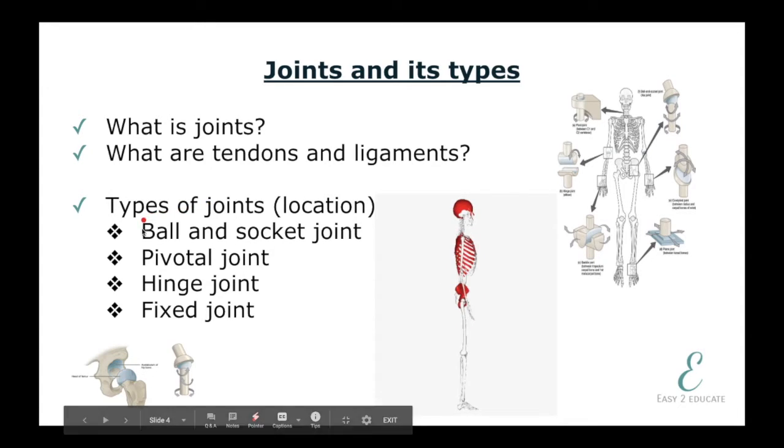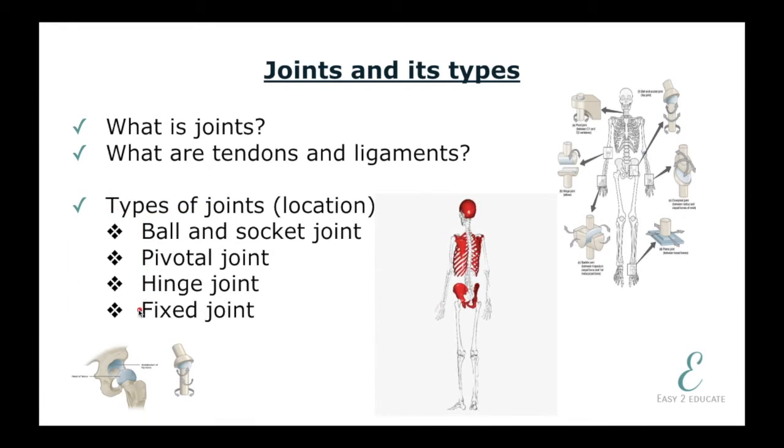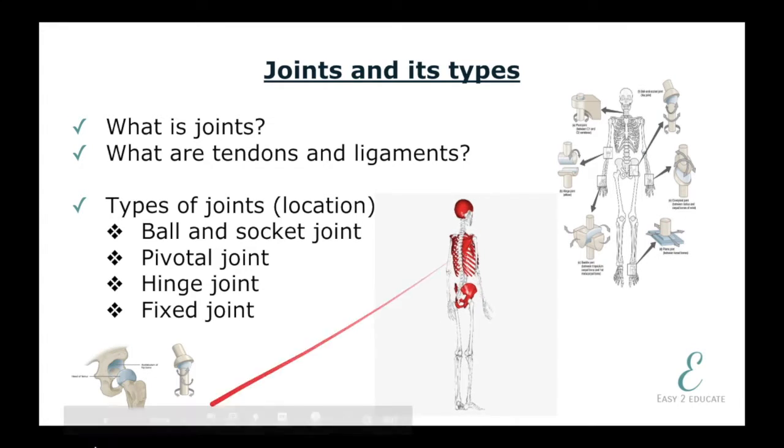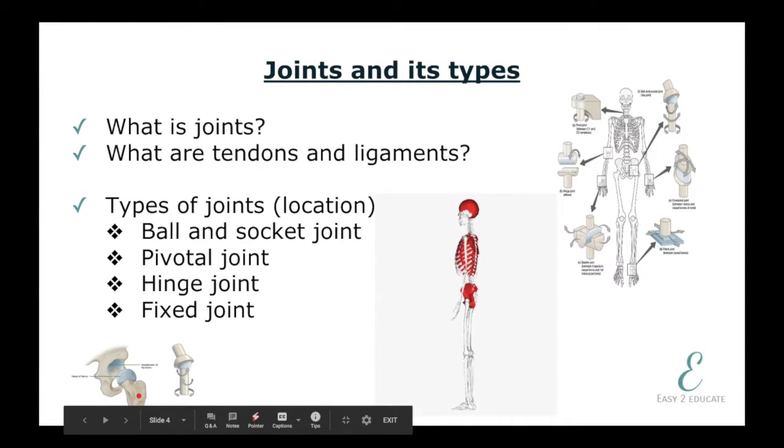What are the four important types of joints which are present in the human body? The first type of joint is the ball and socket joint. This ball and socket joint is located at the top of our hand. Here the top of the upper arm bone will have a ball-like structure. The tip of the shoulder plate or the shoulder bone will have a socket-like structure. It means a concave bowl-like structure.